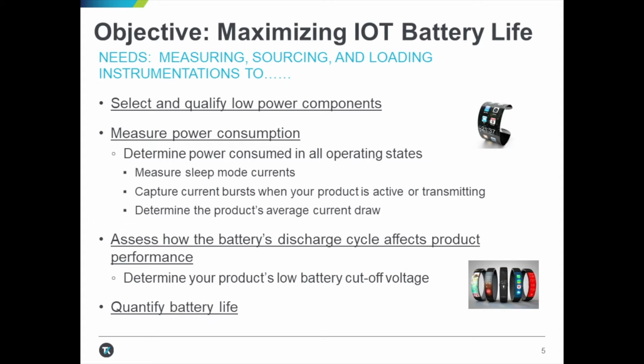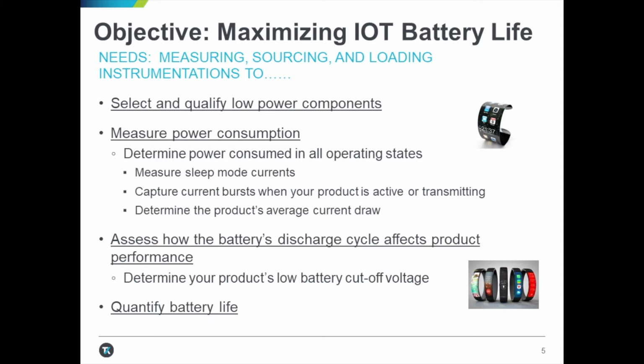First and foremost, selecting and qualifying the right products for the application. Now, once the devices are selected, secondly, you will need to be able to measure your power consumption, and this will be across the device's total states of operation: power draw in sleep mode, standby, and transmit modes, where overall average current draw will need to be calculated.